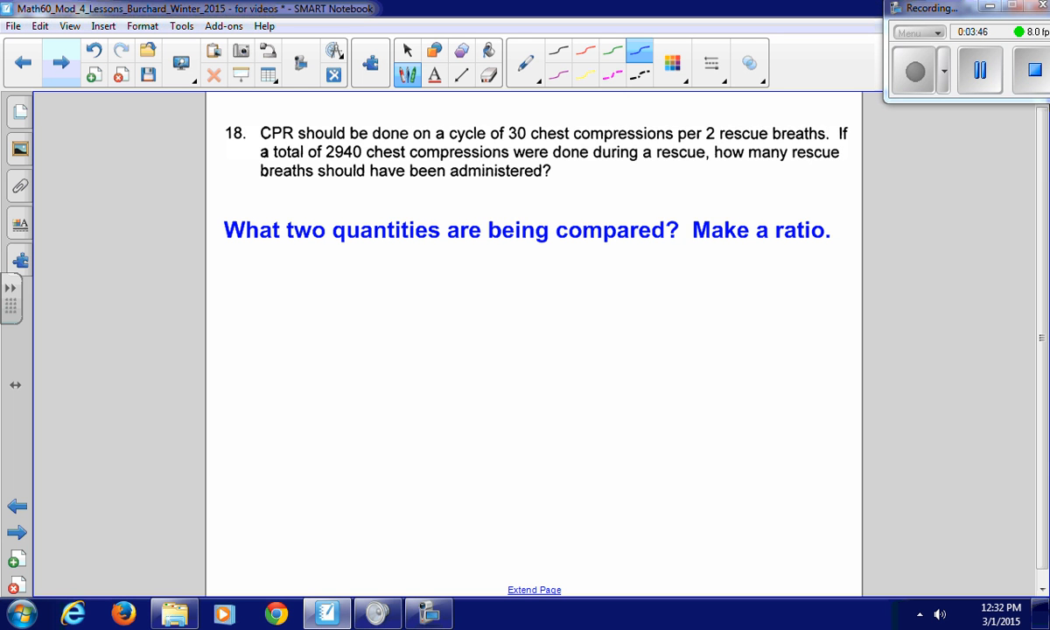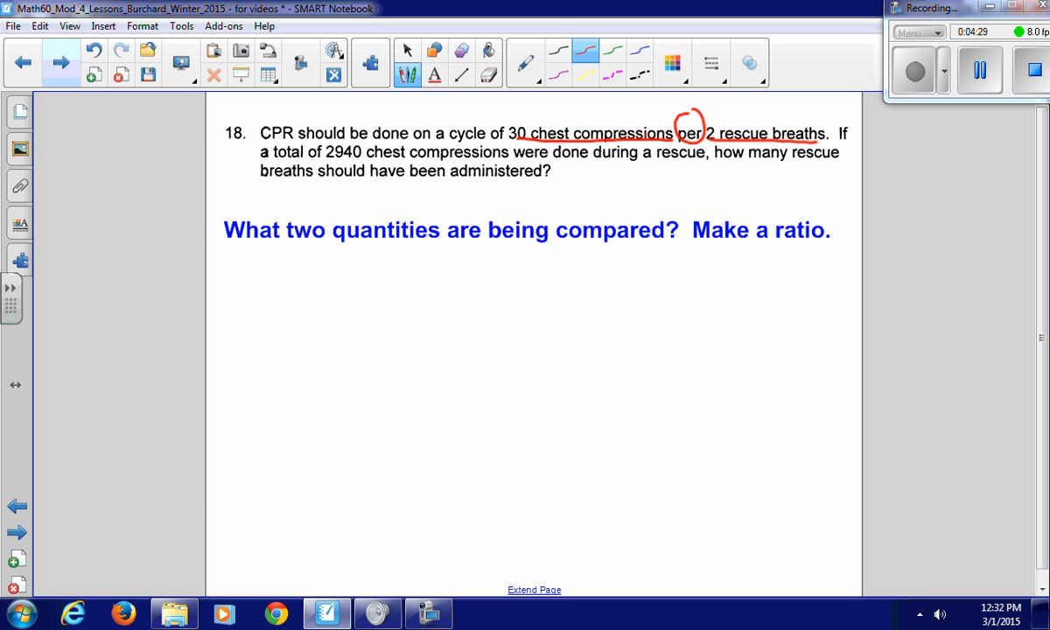So we look through here, we're looking for different numbers that are being connected. On this problem, we're talking about chest compressions. And this is also a really helpful word when you're working ratio problems: if you see something per something, like miles per gallon, that gives you a really good hint that you might be able to use ratios to solve the problem, because that per relates the two numbers. It says we have 30 chest compressions per 2 rescue breaths. So for every 30 chest compressions, we have 2 rescue breaths.